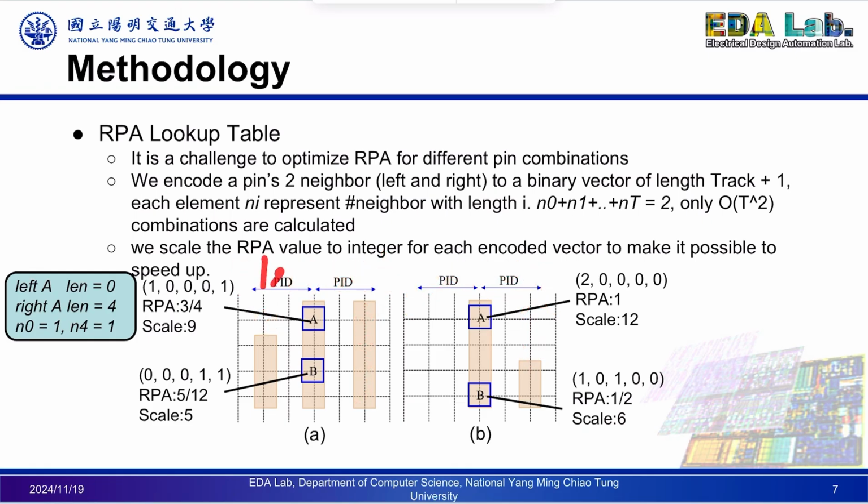Then we sum up these two vectors. We will generate this vector, which represents the RPA key of this access point. In the same way, we can encode this access point, the left neighbor with length 3 and the right neighbor with length 4. So the final encoded value vector will be 0, 0, 0, 1, 1 for access point B.